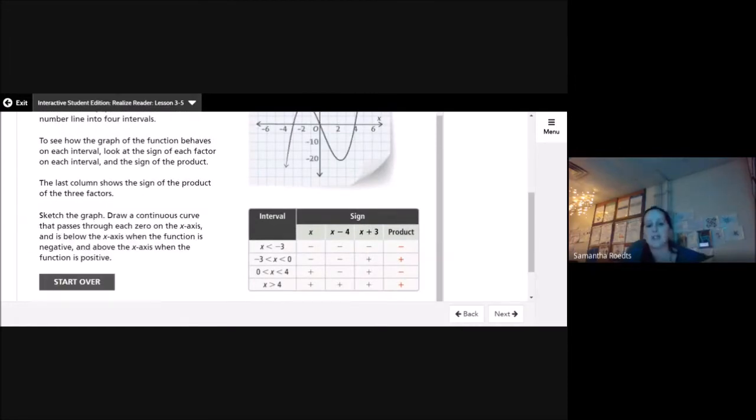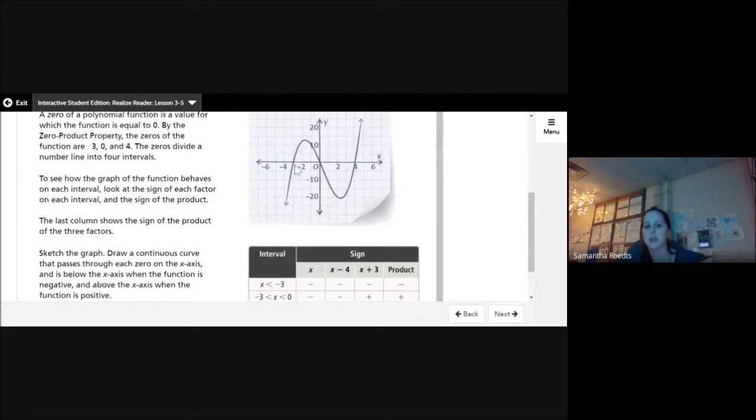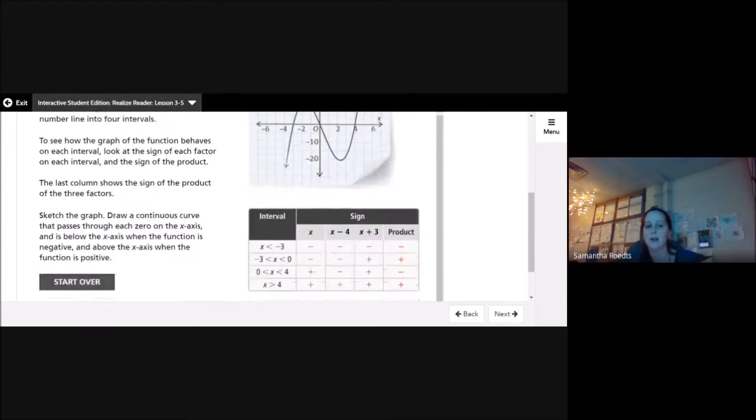Sketch the graph, draw a continuous curve that passes through each zero on the x-axis and is below the x-axis when the function is negative and above the x-axis when the function is positive. So if I look at less than -3, it's negative. Between -3 and 0, it's positive. Between 0 and 4, it's negative, and 4 and beyond, it's positive.